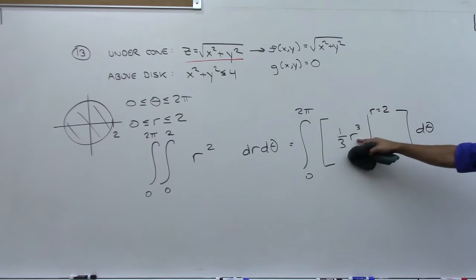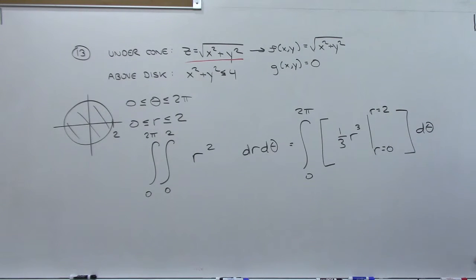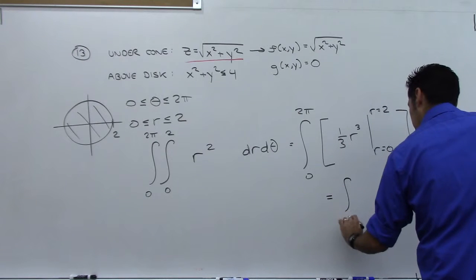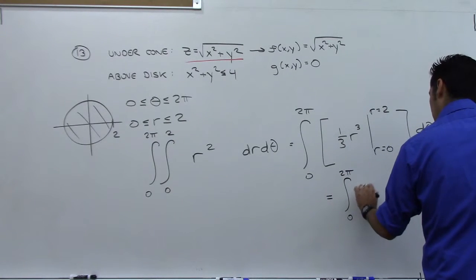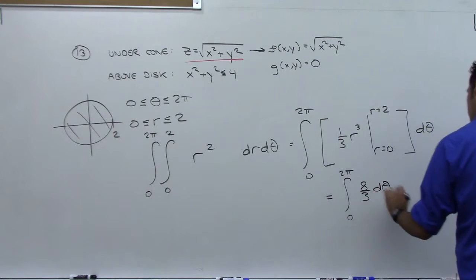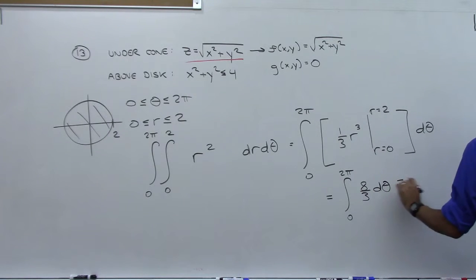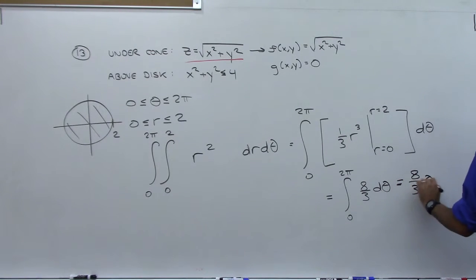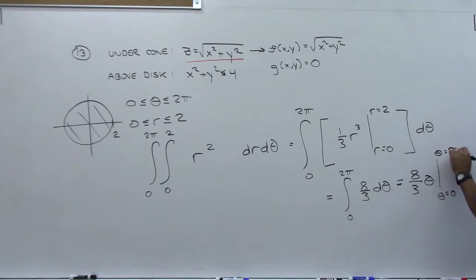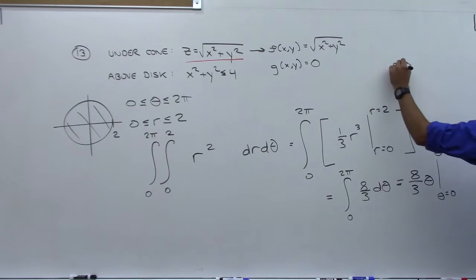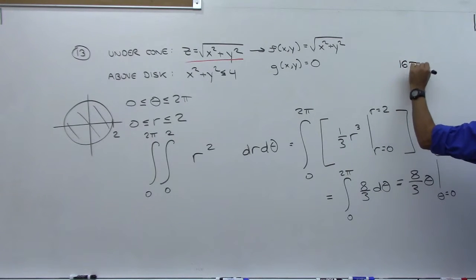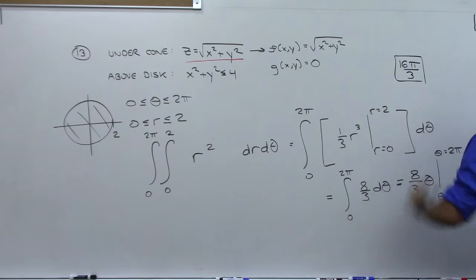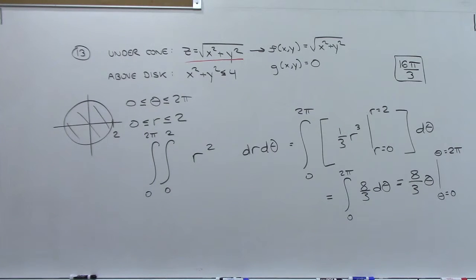Plug in 2, we get 8/3. Plug in 0, we get 0. So I'm going integral 0 to 2 pi of 8/3 d theta, which is just 8/3 theta evaluated from theta equals 0 to 2 pi. And you plug in 2 pi and you get 16 pi over 3. Plug in 0, you get 0. So we should get 16 pi over 3 is the volume of that solid.